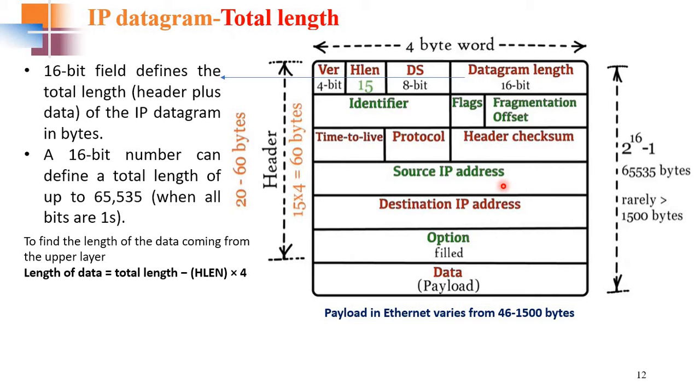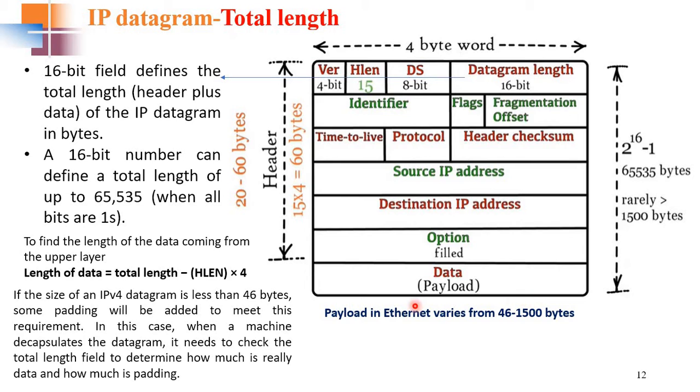So here also we have a minimum condition: whenever you transfer any data in the Ethernet cable, you should have a minimum payload of 46 bytes, and a maximum of around 1500 bytes. For example, if the size of a datagram is less than 46 bytes, some padding will be added to meet this requirement. In this case, when the machine decapsulates the datagram, it needs to check the total length defined to determine how much is really data and how much is padding.